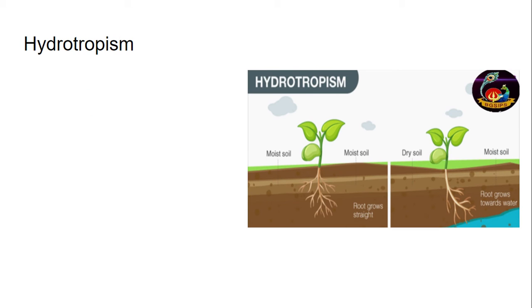The next type of tropism we have is called hydrotropism. So this is just the growth of plants towards water. Now, why would this be important? Well, we know water is essential for plants to be able to grow. So this is really just looking at the root system and how it is going to try and find water underground wherever it can and move the roots towards that.